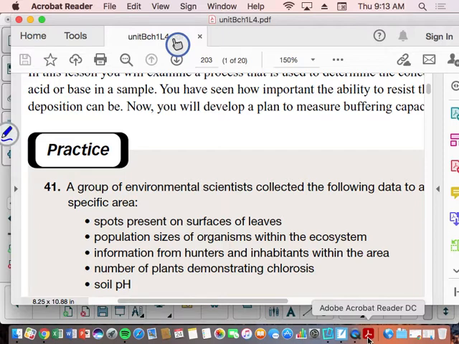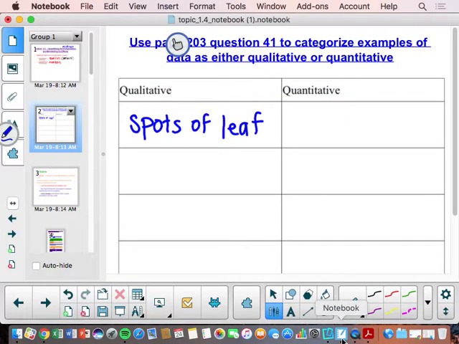Population sizes of organisms within an ecosystem. So the population size, is that qualitative or quantitative? Population size, because it's got a number, right? Well, it should. Unless you're just saying the population's really big, but you're still referring to a number, so that really is a quantity.